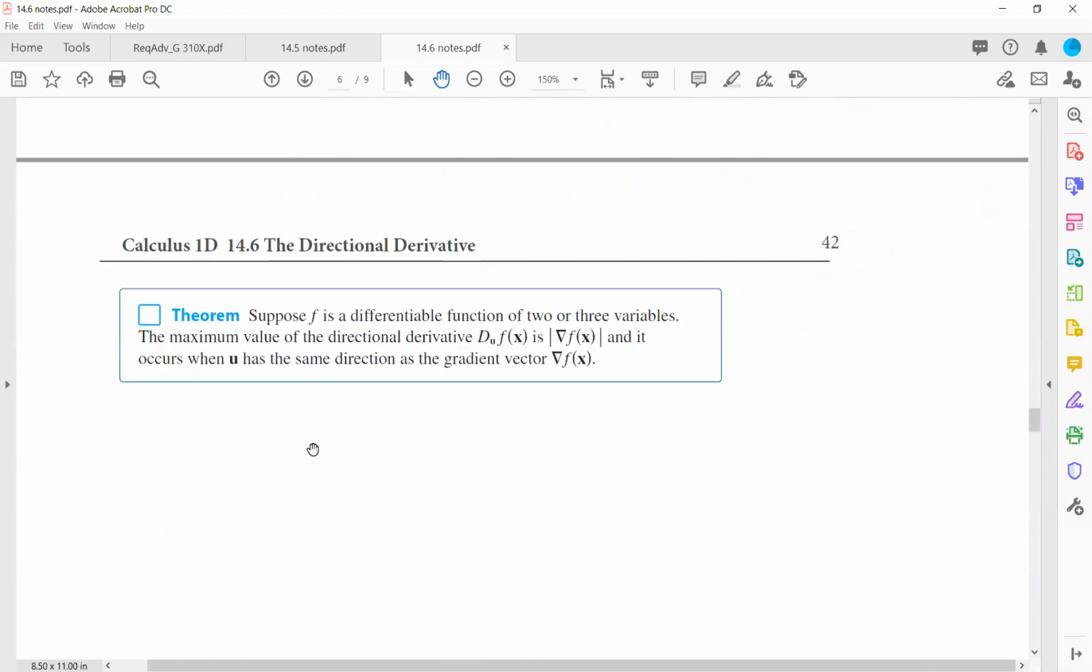Theorem. Suppose f is a differentiable function and it has 2 or 3 variables. Then the maximum value of the directional derivative, the maximum value of this derivative in the direction of u, is nothing but the length of the gradient. And it occurs when u, a unit vector, has the same direction as the gradient vector.